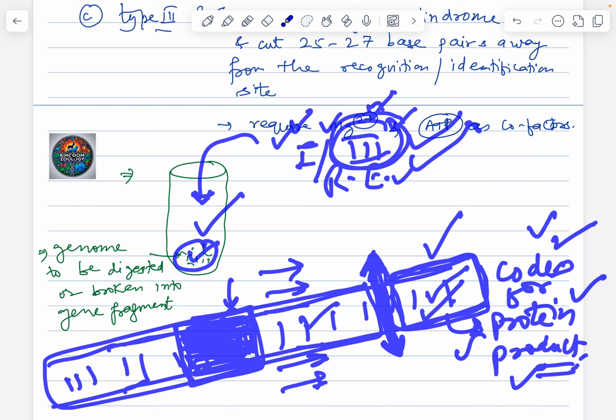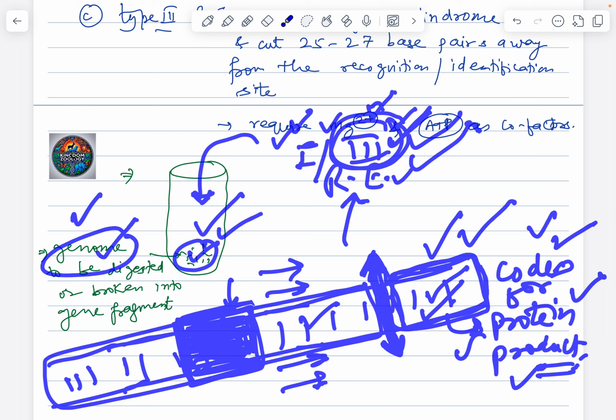more protein product, you have to repeat, right? To get more product, you need more copies of this fragment. And to produce more copies of this fragment, you'll have to repeat the process, genome isolation and digestion with the same type of enzyme, type 3. So let's say again, I get the same genome and I put the same enzyme, type 3, which I had put last time. This time also what will be fixed? The recognition site. The enzyme is going to attach to the same recognition site.